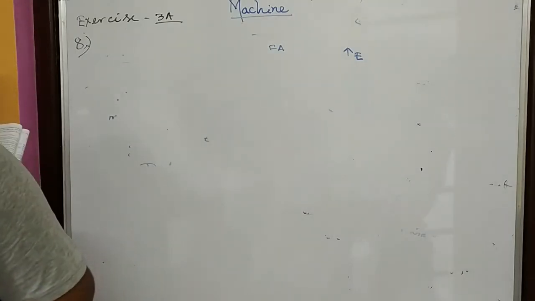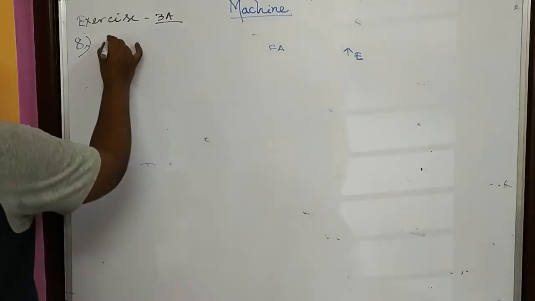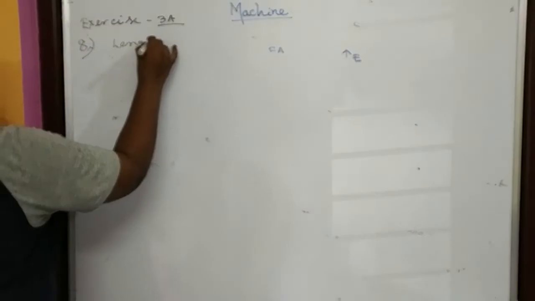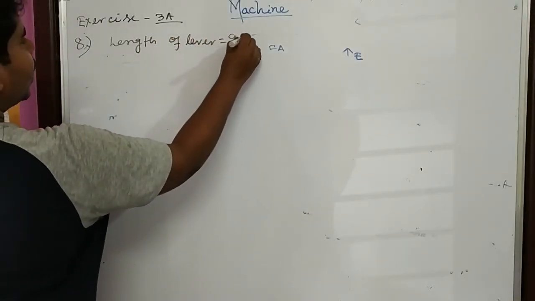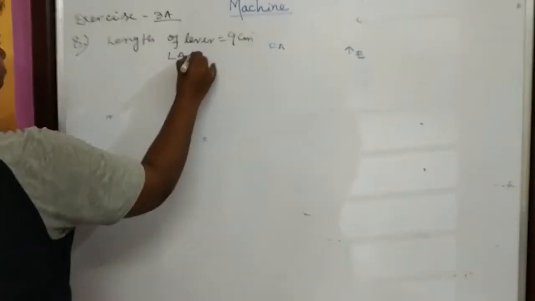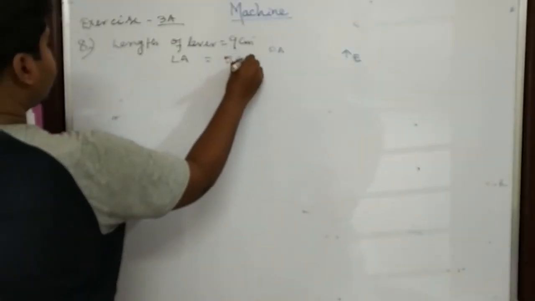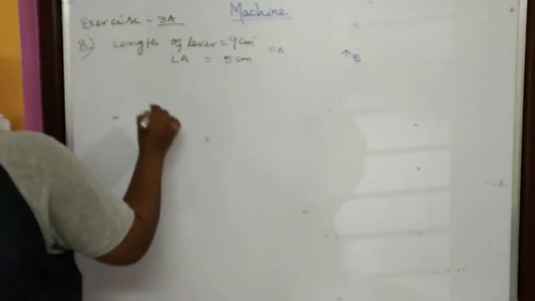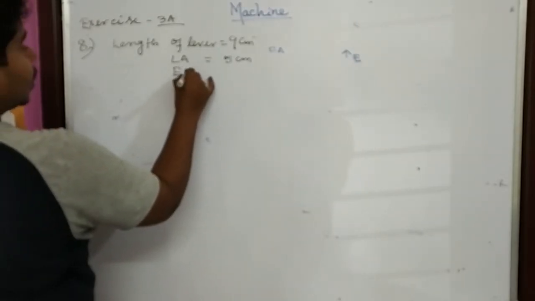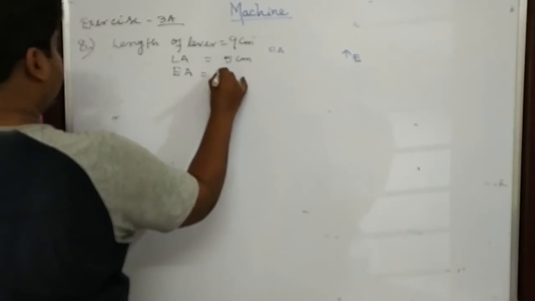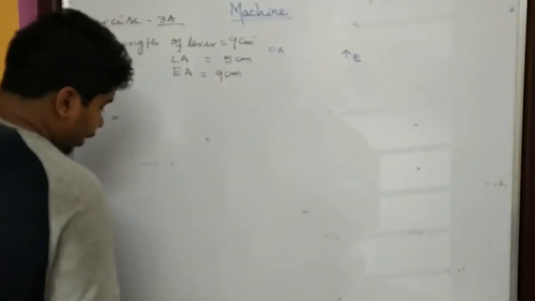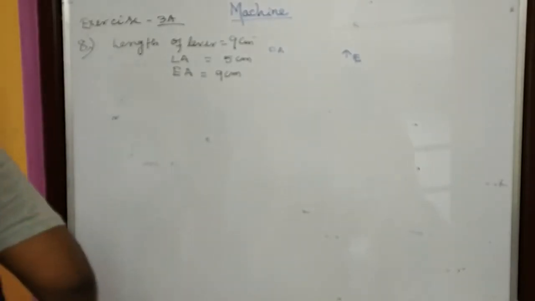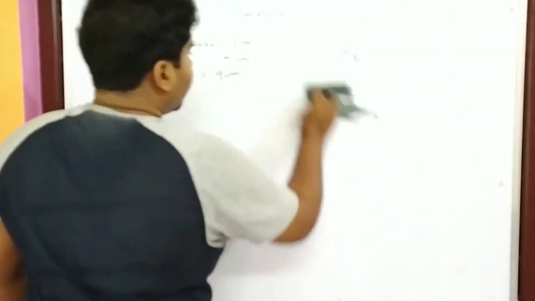A lever of length 9 centimeters. So first the information is given: length of lever equals 9 centimeters, load arm LA equals 5 centimeters, and effort arm equals how much? 9 centimeters. Very interesting thing. Now you see, by the statement only, what we are able to understand.